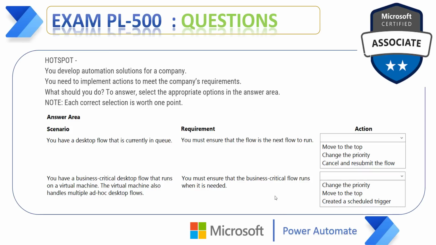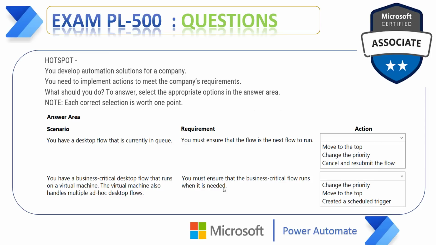Now if you understand, to make the critical flow run whenever it is needed, we need to change the priority. Changing the priority only impacts the current runs and not any subsequent ones, right? So we are going to select change priority over here to ensure the business critical flow runs. Now you may ask, why can't we go for create a scheduled trigger? It will run whenever it is needed, right? But even if you schedule a trigger, if there is a higher priority flow in the queue, it will run first. So changing the priority is the best action to ensure that a critical flow runs whenever it is needed.